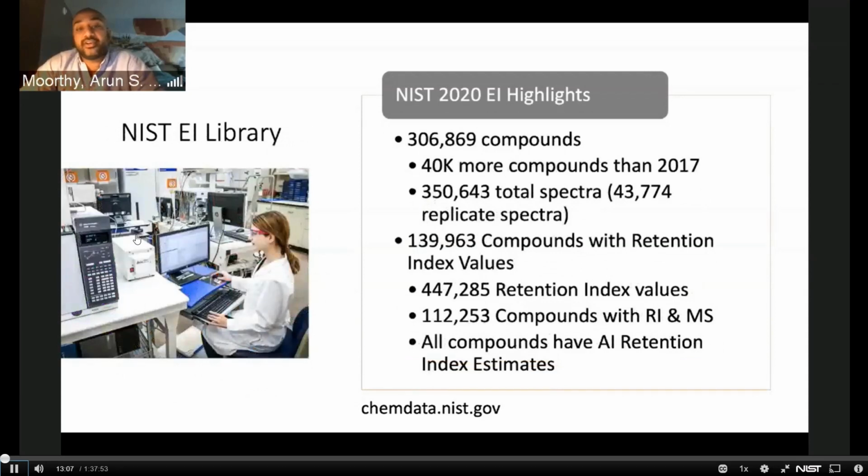And the big library that will come in handy with this webinar is the NIST EI library, which has over 300,000 compounds as of NIST 2020. And maybe if we get a chance, Ed Arisman might tell us a bit about what to expect in the next release. But greater than 300,000 compounds. And many of these compounds also have retention index values, which come in the GC Retention Index library as well.